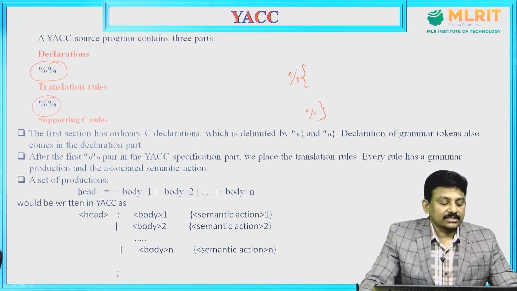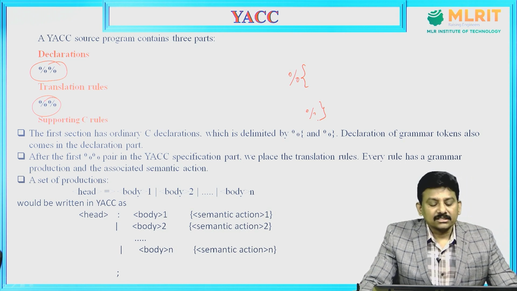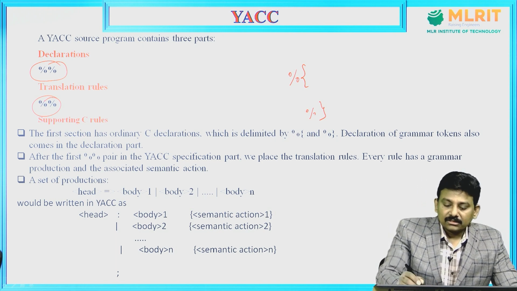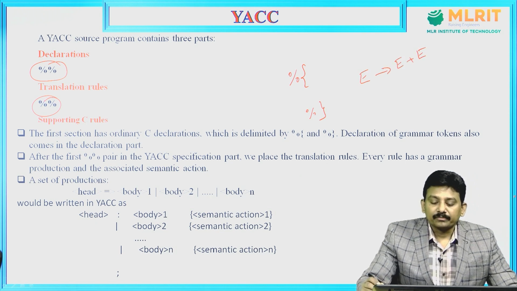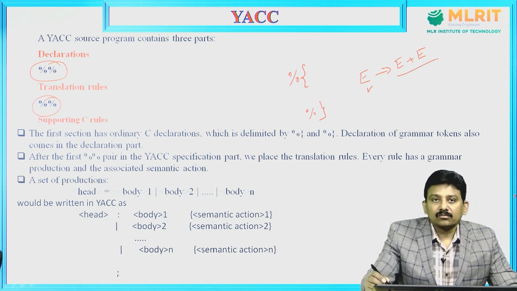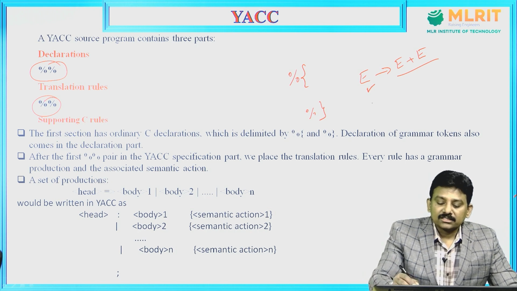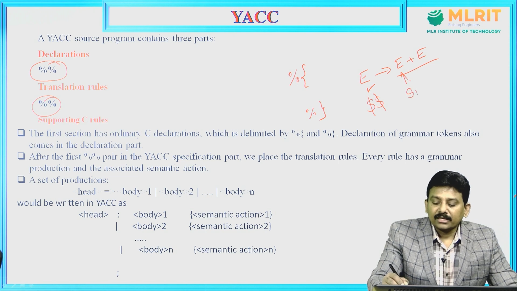After the first pair of percentage symbols, the YACC specification part starts, that is, the rules section. Here the grammar rules are given along with the semantic actions. For example, E derives E plus E is a grammar rule. This is the left hand side, LHS, non-terminal. This is the RHS, the body of the production. The LHS is represented by $$. The first symbol is represented by $1, the second symbol by $2, the third symbol by $3.